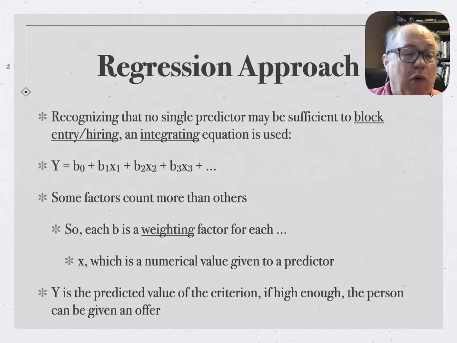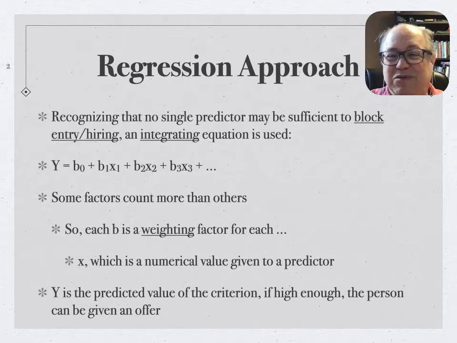And that's where we come to y. y is the predicted value of the criterion, and if it's high enough, the person can be given an offer. And that's really where the bottom line is. Do you have an offer to give? But just having an offer to give is good.